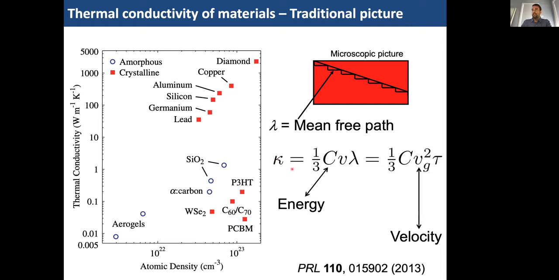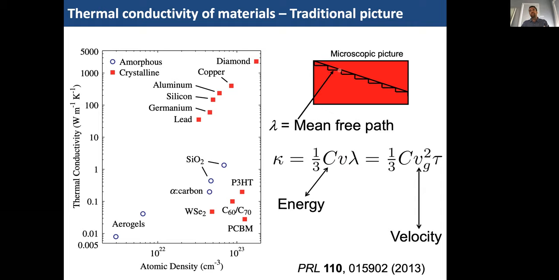this kinetic theory expression, where the kinetic theory expression says that the thermal conductivity of materials is equal to a combination of the heat capacity, so this is the amount of energy that can be stored in the material, the velocity of the carriers, this is how fast it moves, and then the mean free path. So this is the distance that a carrier will move before it scatters and loses energy.